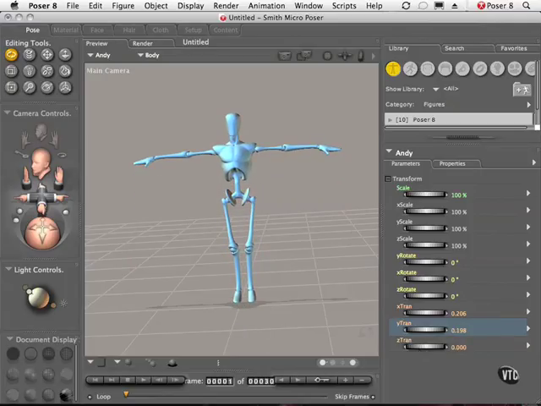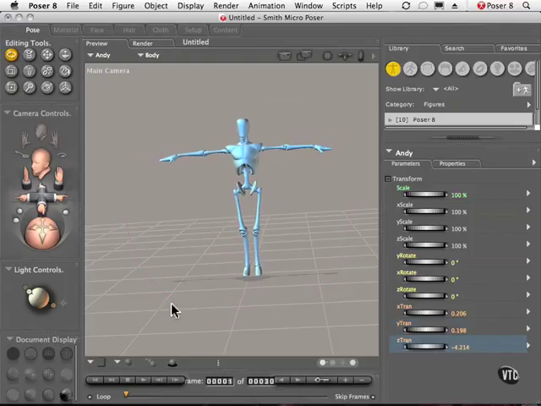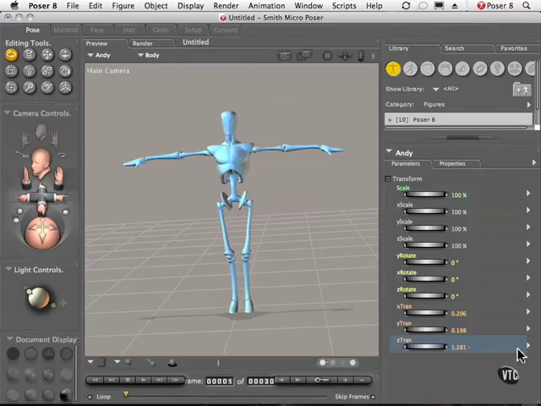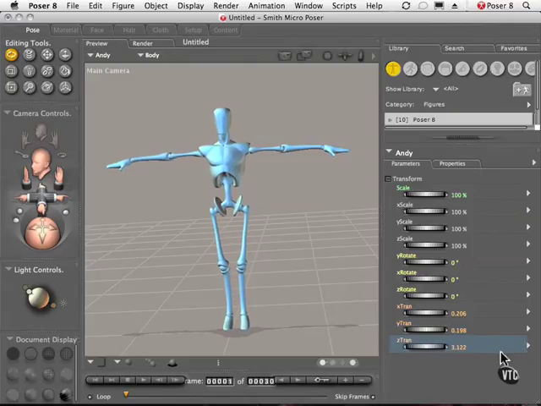Z is depth, in and out. So if I move in the negative, Andy goes away. And if we go to the positive, Andy gets closer to us.